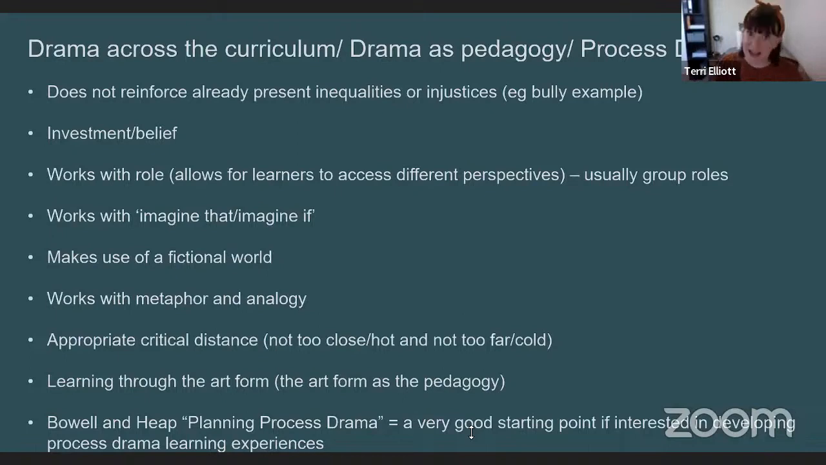It works with imagine that or imagine if. So imagine that you are in your home and you are going to take your journey into your office. Now imagine that there are no steps. It makes use of a fictional world, so you ultimately start to work in a world that is not the classroom through the use of the imagination.